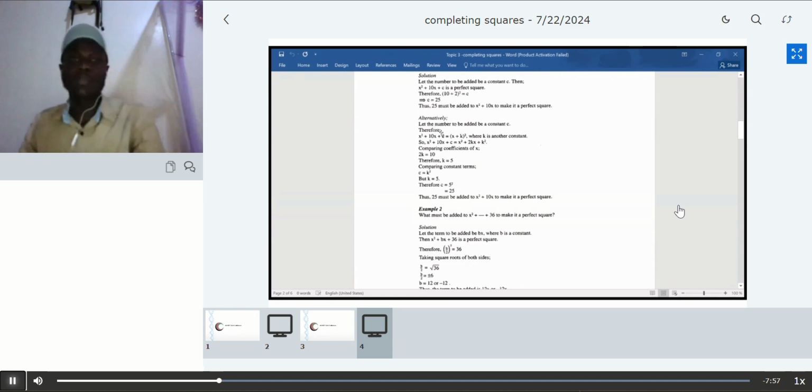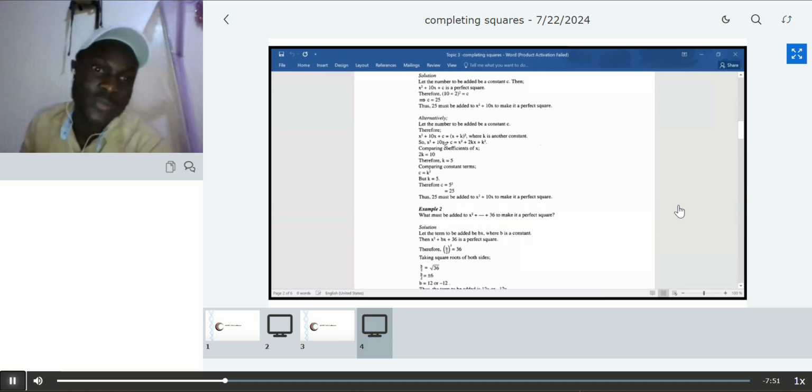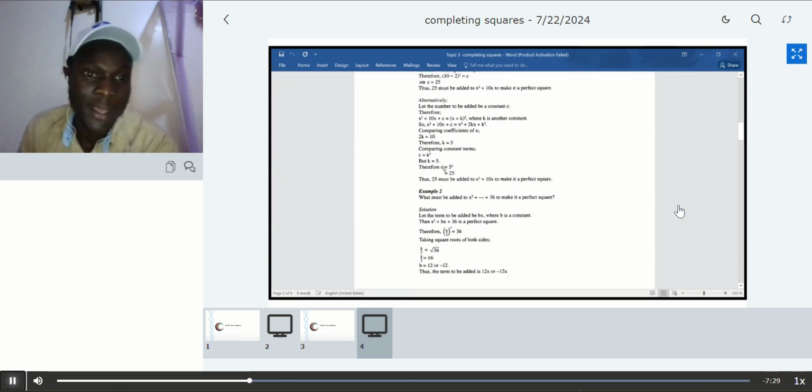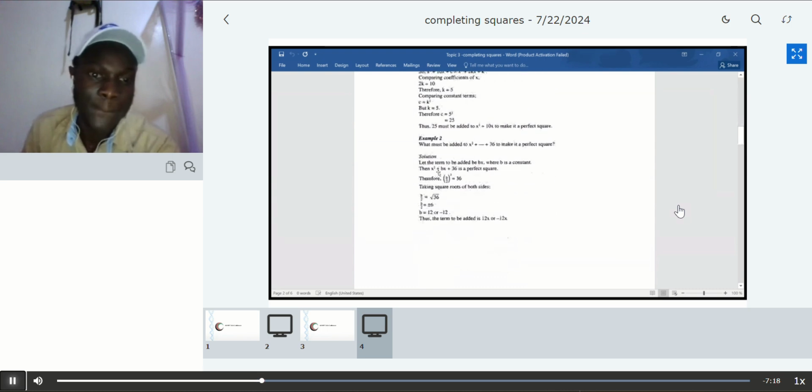Alternatively, we let the number to be added be a constant c. Therefore, x squared plus 10x plus c is equal to x plus k squared, where k is another constant. So x squared plus 10x plus c is equal to x squared plus 2kx plus k squared. We now compare the coefficients of x. We divide by 2 on both sides and we get k to be 5. After comparing the constant terms, c is equal to k squared, but k is 5. Therefore, c will be equal to 5 squared, that is 25.